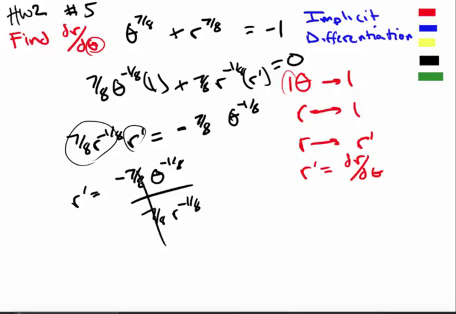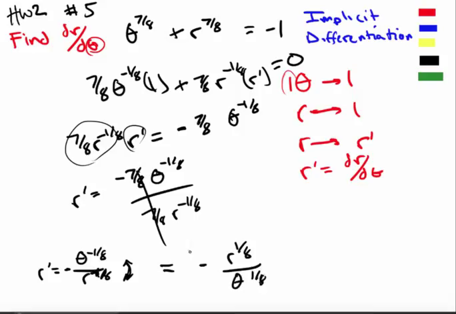And so we can cancel out the 7/8 here, and we can find that r prime is equal to negative theta to the -1/8 over r to the -1/8. And because both of these powers are negative, we can just switch them and do the reciprocal and then change the powers to positive. So this would equal negative r to the 1/8 over theta to the 1/8. And then that's your answer.